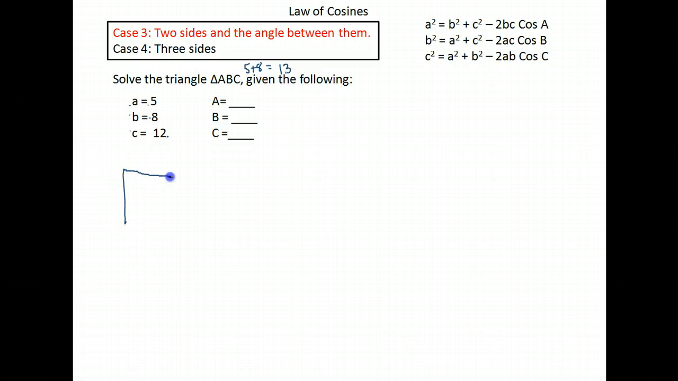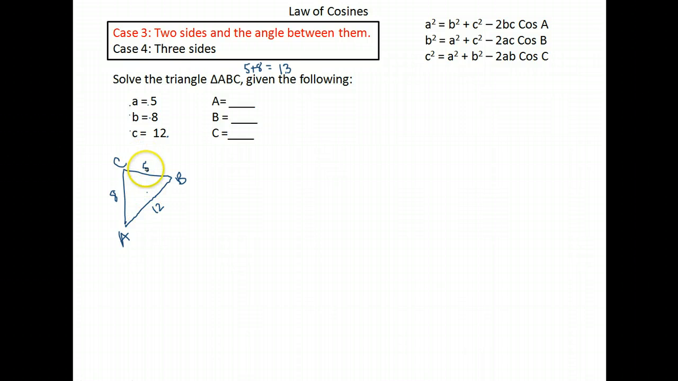The next thing I would do is draw a diagram so that you make sure you label your angles and sides correctly. So here's A, B, and C. A is length 5 across from our angle A, B is length 8 across from angle B, and C is length 12. Okay, next you choose an angle. Here you can choose which angle you want to find. It really doesn't matter. I'm going to find angle A.